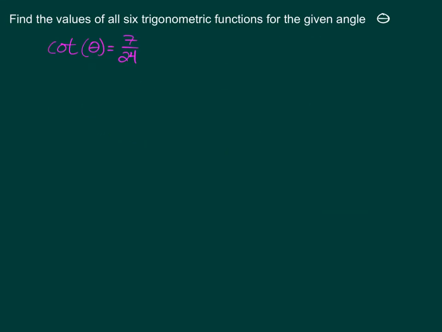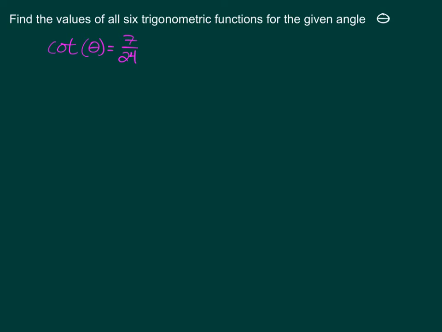Find the values of all 6 trigonometric functions for the given angle theta. And this is even different yet from the previous 2 examples. I mean, the previous 2 examples weren't too different from each other. The second triangle only had a side missing, and that was the only difference, and maybe a little bit of rationalization. With this one, there is no triangle.